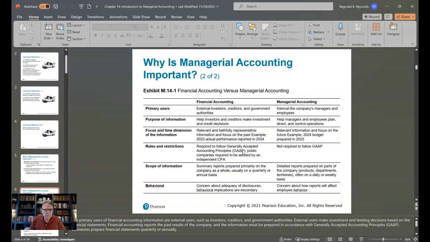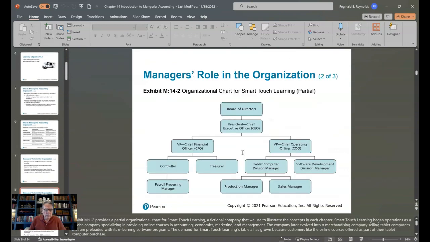This chapter, though, focused a lot on the organization, but also on manufacturing. And so we'll talk about that. Here is the manager's role in the organization. You can see the board of directors, which are elected by the shareholders. And then the board of directors then appoint the CEO, chief financial officer, and chief operating officer.